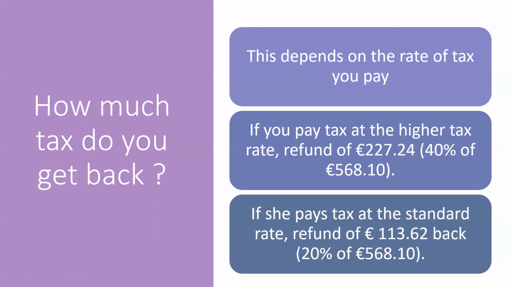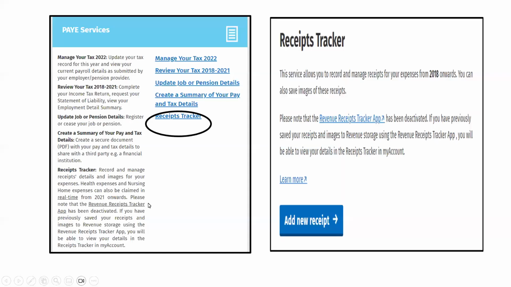So next question is, how much tax do you get back? Well, that depends on the rate of tax you paid. Based on this example, the eligible relief is €568.10. So if I pay tax at the higher rate, I will get 40% back, which will be €227.24. If I pay tax at the standard rate of 20%, 20% of the relief will be €113.62.